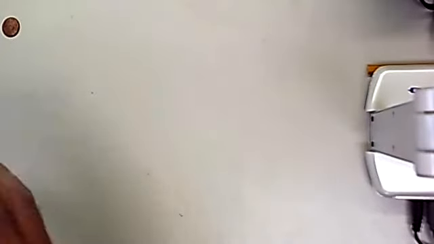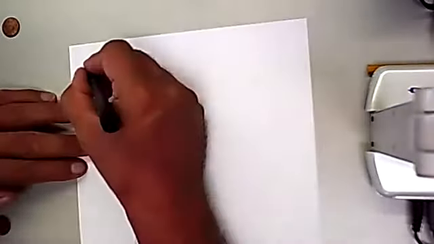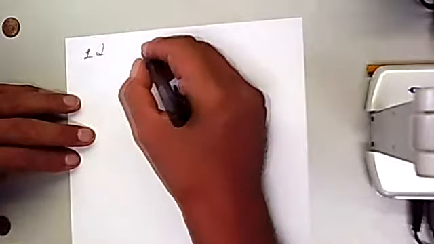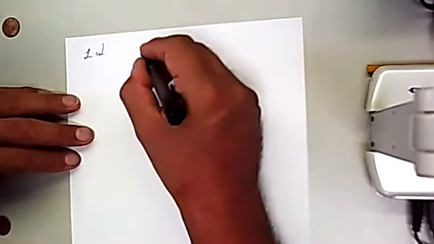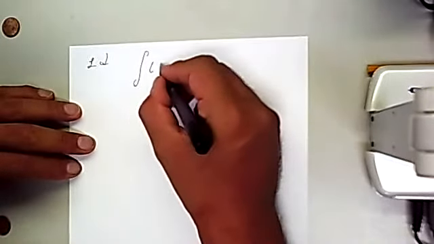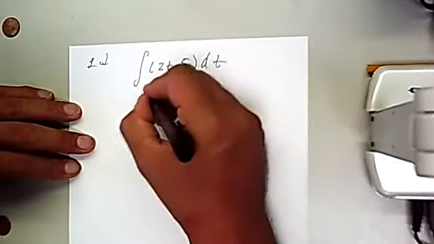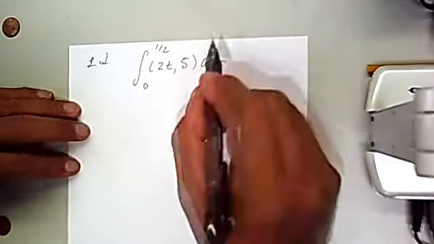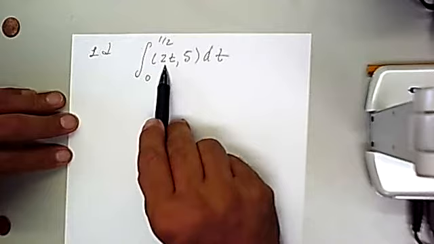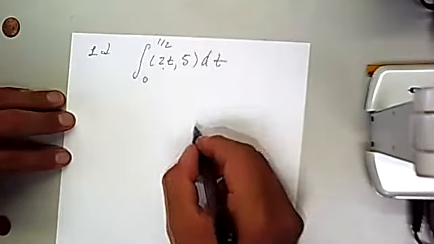There's no going back. Let's go forward to 1D. 1D. What about integrating 2t comma 5 dt from 0 to 1/2? Okay, so this is the same line as before.